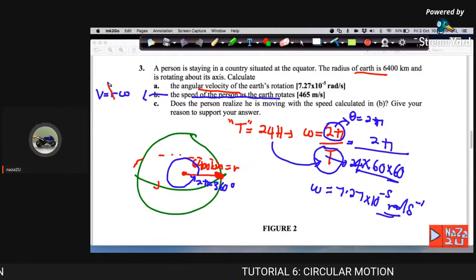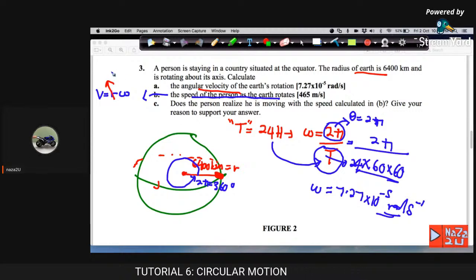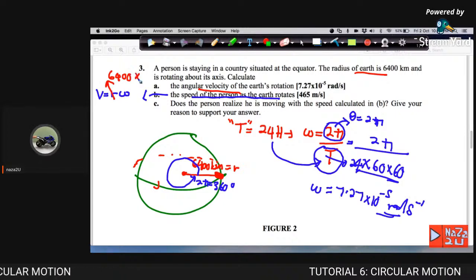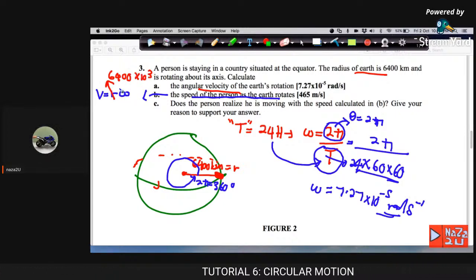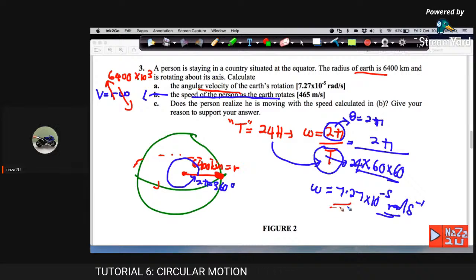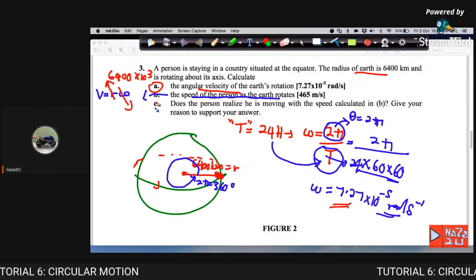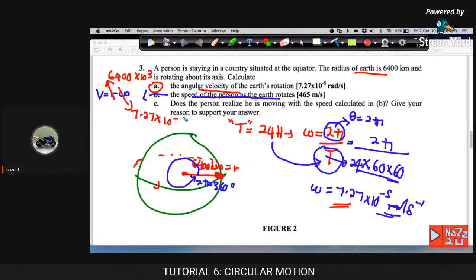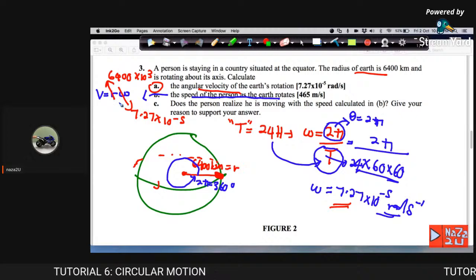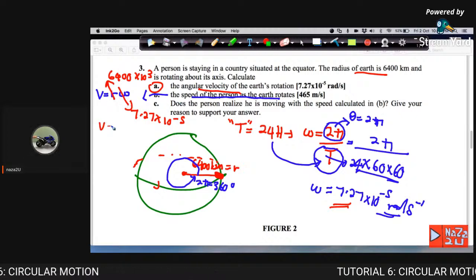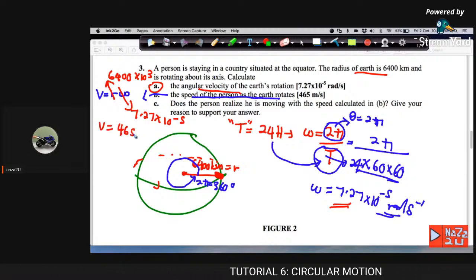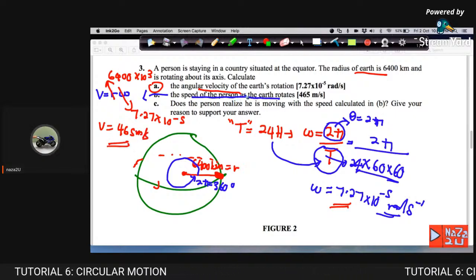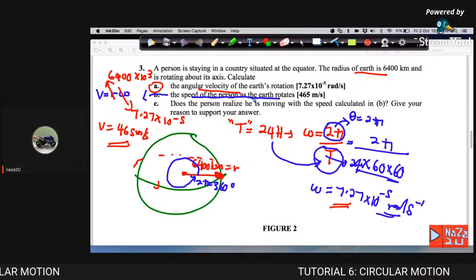And the value of the radius of the Earth is 6,400 kilometers. Convert to meters, times 10 to the power of 3. And the omega, you have already calculated in answer number A, 7.27 × 10^-5 radian per second. So you can find the value of the speed here. The speed is 465 meters per second. So this is the speed of the person as the Earth rotates.